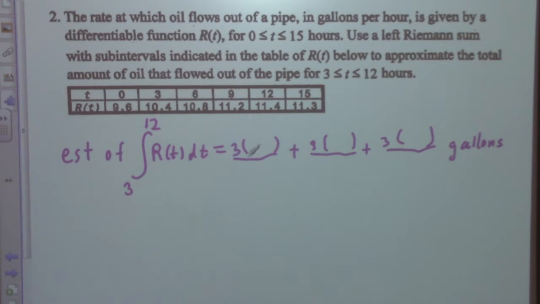Now we're talking about the height of the rectangle. We have the width of the rectangle. It's equal width. And what's the height of these rectangles going to be? 10.4. Yeah, so the left one, what you do is you're talking about this interval here, and the left one is going to be this one right here. So we're going to put 10.4 here.